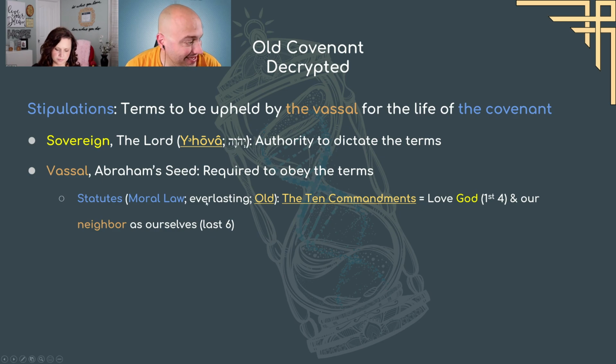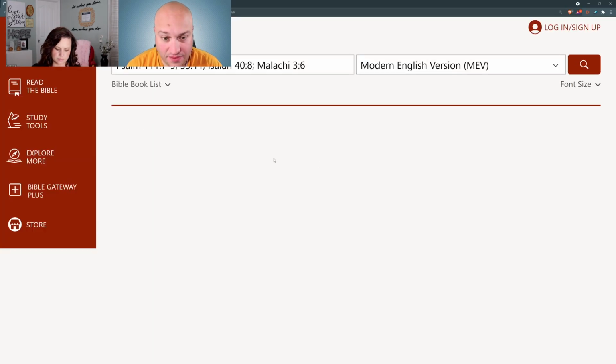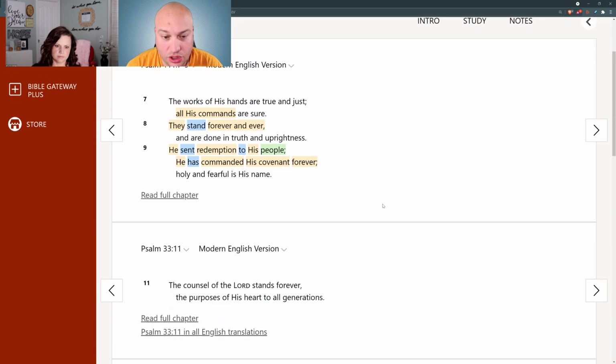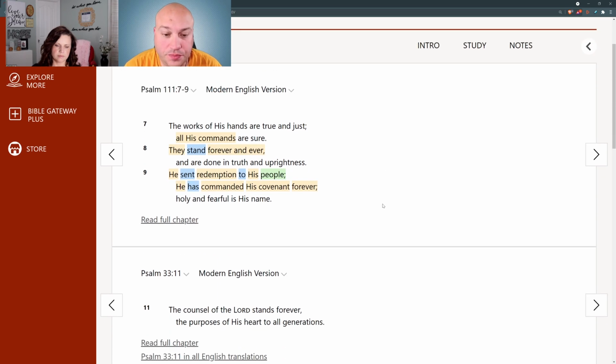So let's look here. Is this an everlasting covenant? Okay. So go ahead. Let's read this. Psalm 111, verse 7 through 9. "The works of his hands are true and just. All his commands are sure. They stand forever and ever and are done in truth and uprightness. He sent redemption to his people. He has commanded his covenant forever. Holy and fearful is his name." So his commandments stand forever and ever. He has commanded his covenant forever.